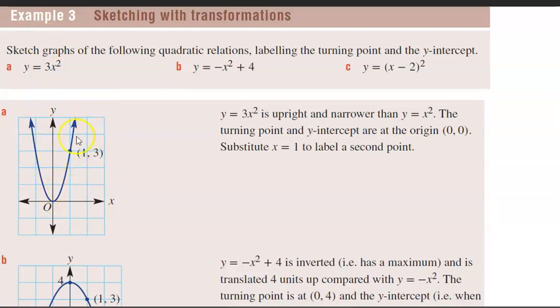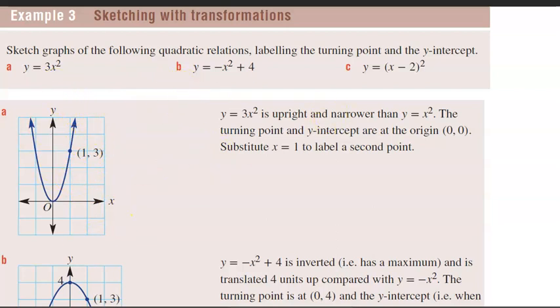Our turning point will still just be at (0, 0), and the y-intercept will be at (0, 0). So we'll follow this graph here, and we're going to put x is equal to 1 just to label a second point, just as some type of reference. And when you substitute x equals 1 into here, you will get a y value of 3. So this is where this (1, 3) comes from.